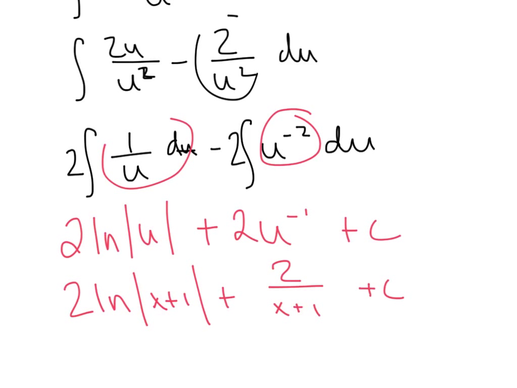So what I really want to stress here is understanding why I left the first one as a fraction, but I rewrote the second one in terms of a negative exponent. I think that's a big key to pick up.